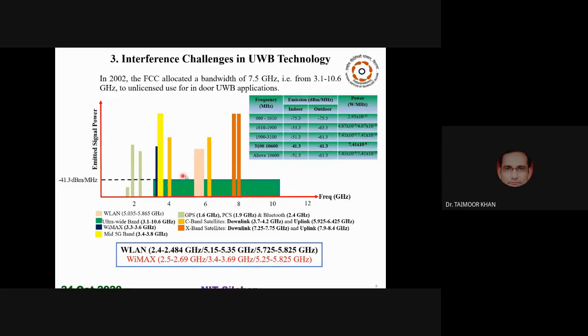If you see this region, when ultra-wideband communication came into the market in 2002, what was the solution? We should bypass all these short range wireless technologies. We need to incorporate a solution to make the ultra wideband technology compatible, with the capability of rejecting the interference caused by these short range wireless technologies. So that is the challenge from 2002 onward.